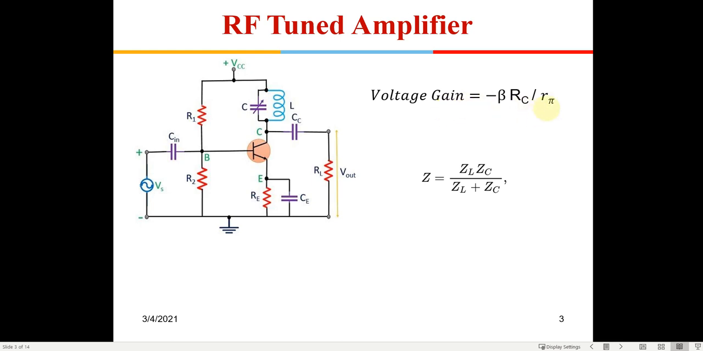If this is the formula, instead of RC I am going to use a parallel LC network. So if ZL is the impedance of the inductor and ZC is the impedance of the capacitor, the net impedance, instead of RC, we need to replace it by ZL ZC divided by ZL plus ZC. That is the parallel combination of LC, right?